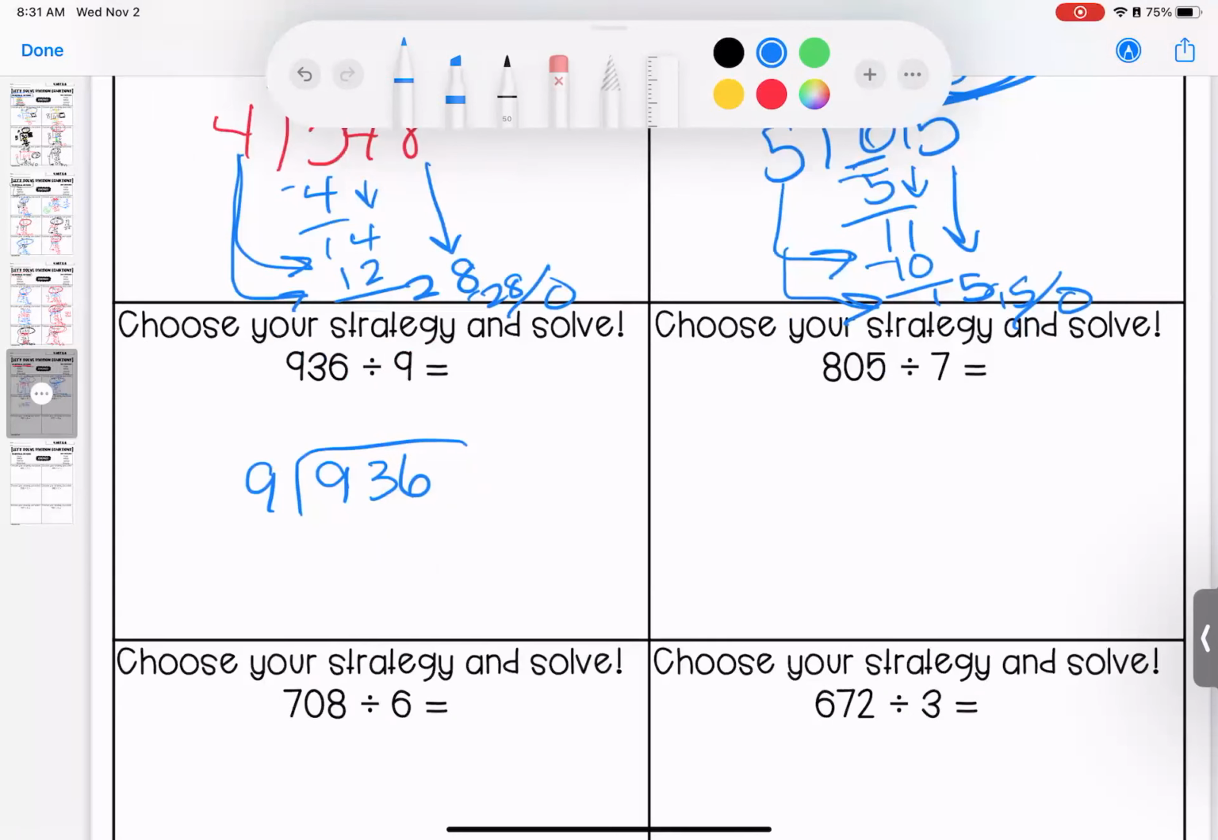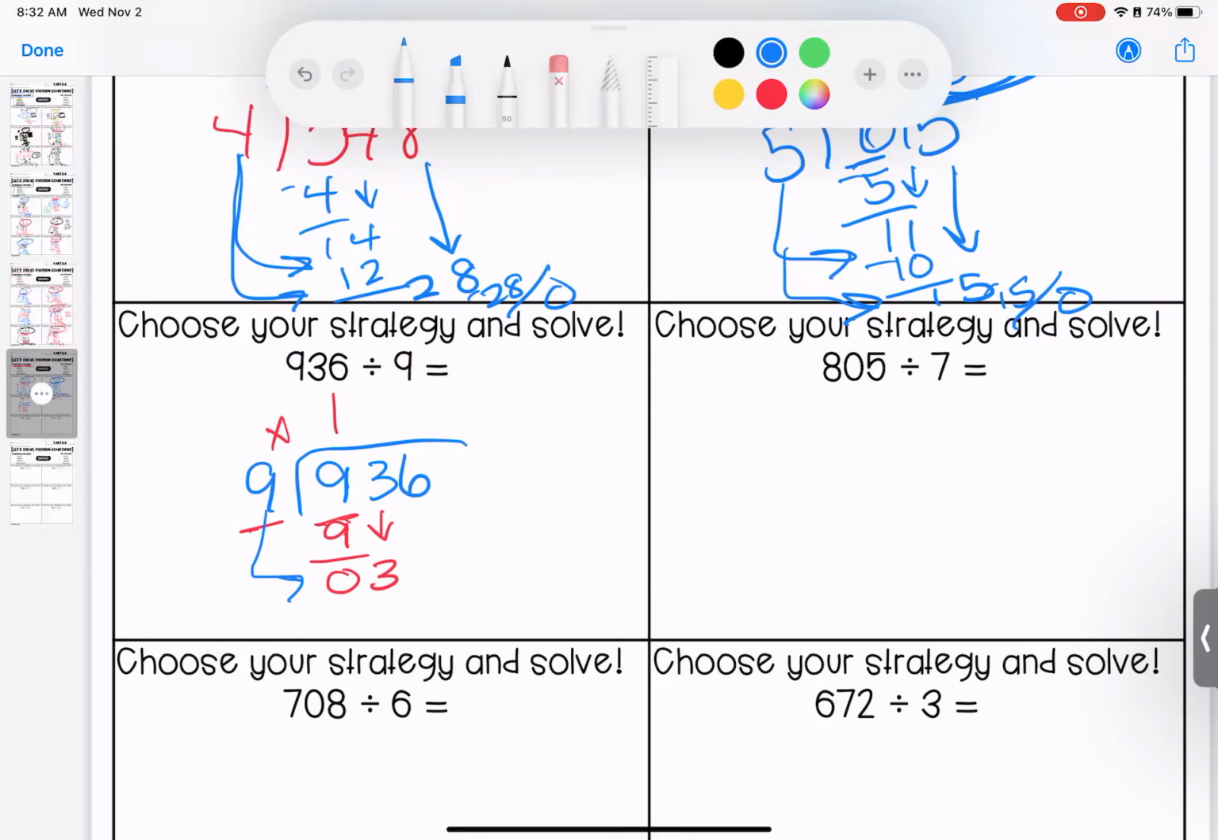Are you ready to show off, love bugs? I hope you are. Does 9 divide into 9? Yes, it's the same number. It goes in one time, because 1 times 9 is 9. Subtract. 9 take away 9 is 0. Bring it on down. Uh-oh. This is looking a little sticky. Does 9 divide into 3?